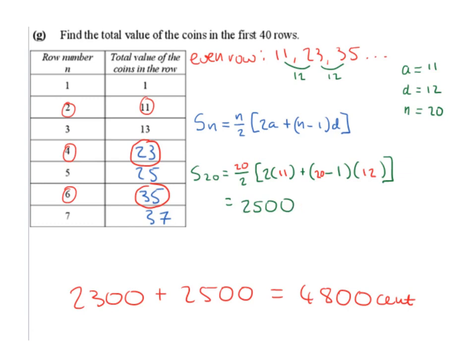So if we were to add together all the coins in the odd rows up as far as 40, we get 2,300. And if we were to add together all the coins in the even rows up as far as 40, we get 2,500. And adding these together, we get 4,800 cent. So the total value of coins in the first 40 rows is 4,800 cent.